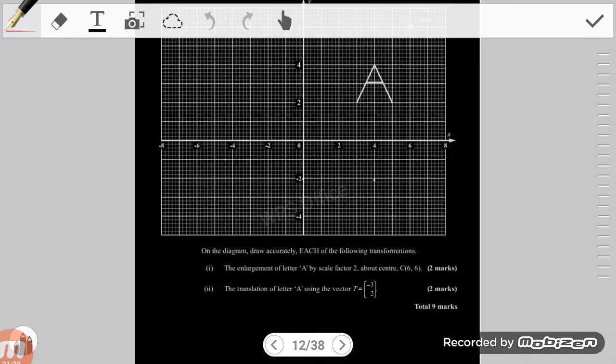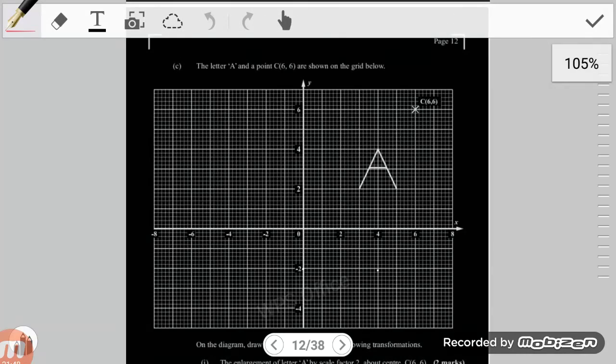What are they asking us for, guys? It says on the diagram, draw accurately each of the following transformations. Now what we're looking for is an enlargement of the letter A. So A is our object, and it's by a scale factor about the center (6, 6). So our job here is to enlarge the letter A from the position of (6, 6).